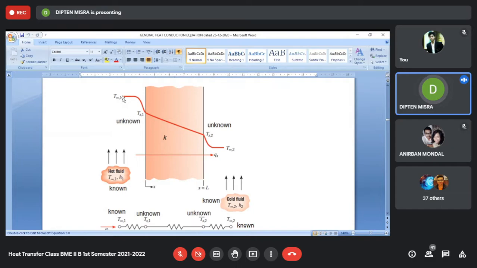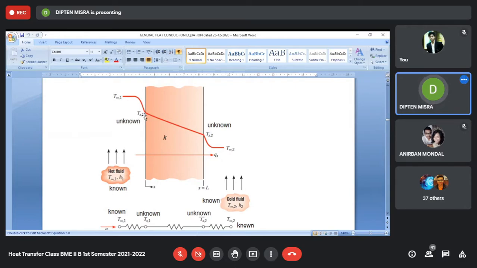Now, how will the heat flow from the hot fluid to this wall? If heat is to flow, then the wall temperature must be lower than the free stream temperature. Only then will the heat be deposited by the fluid onto this wall. And suppose this temperature is TS1.